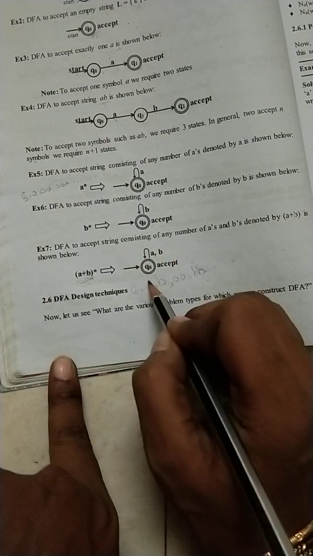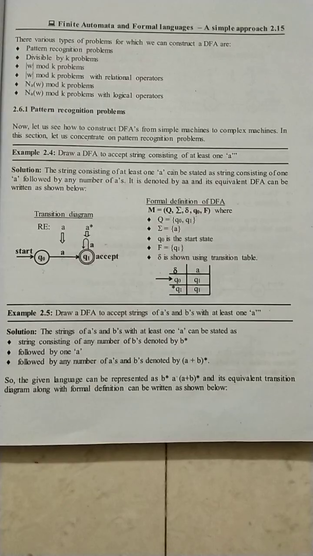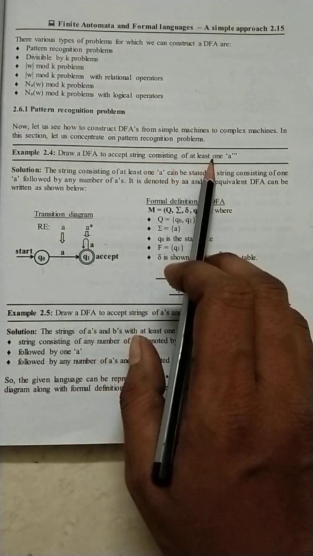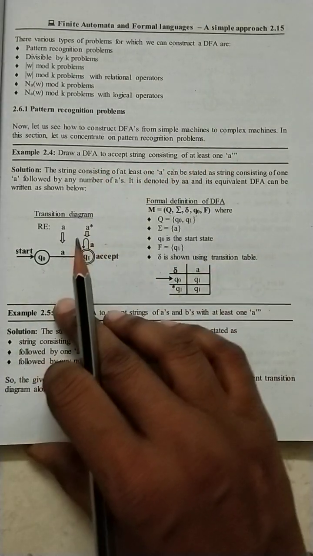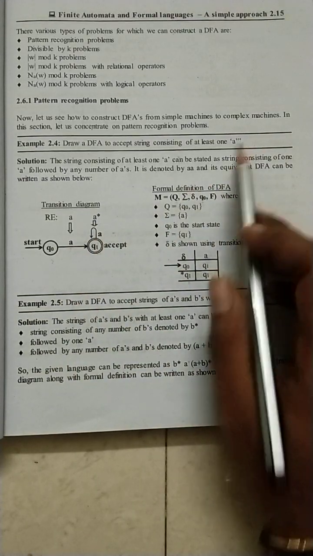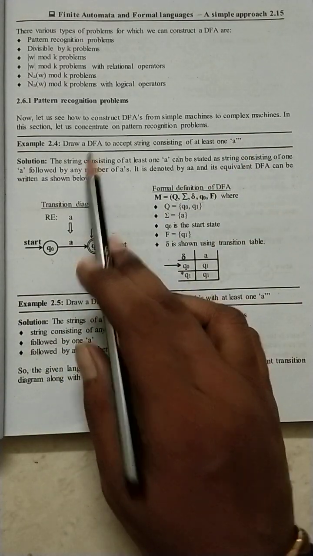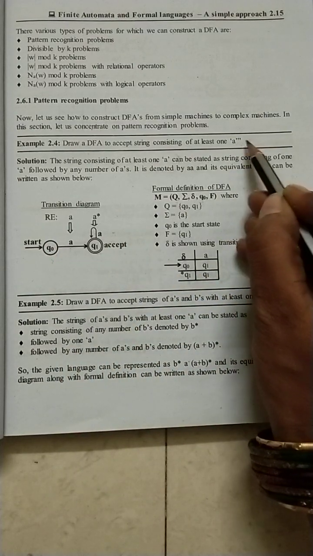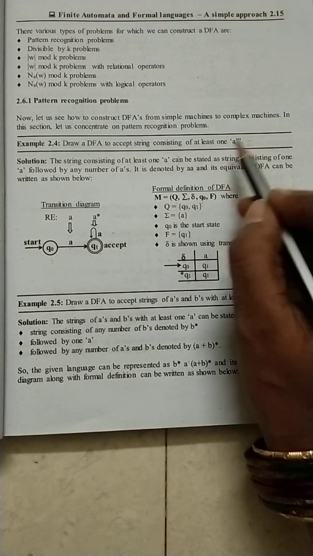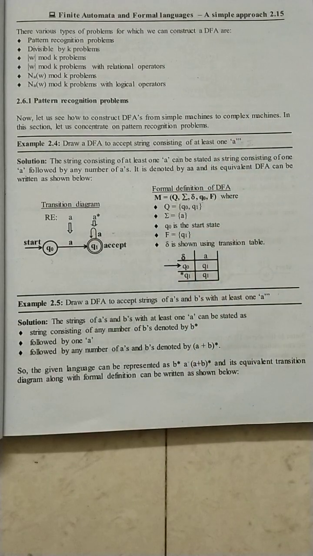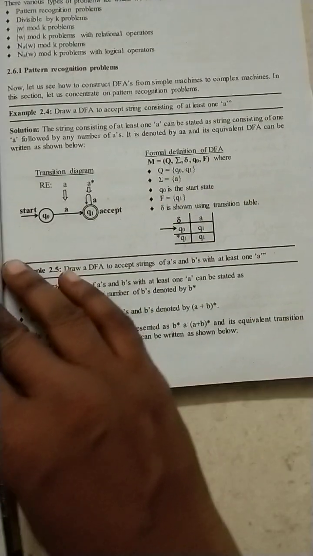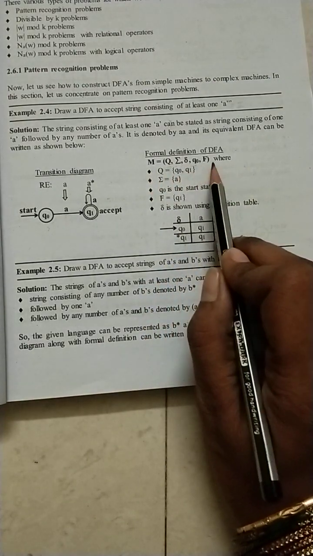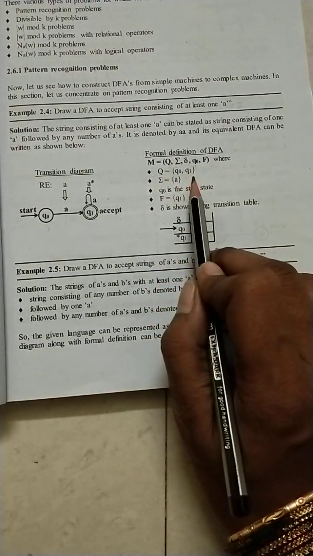This is the transition diagram. Now we'll see some problems on how to design a DFA. First, accept the strings with at least one A. As mentioned, it is a DFA, so every state should have a transition. Here sigma is {A}, meaning only one input symbol is present, and M is equal to Q, sigma, delta, q naught and F, where Q is the set of states.